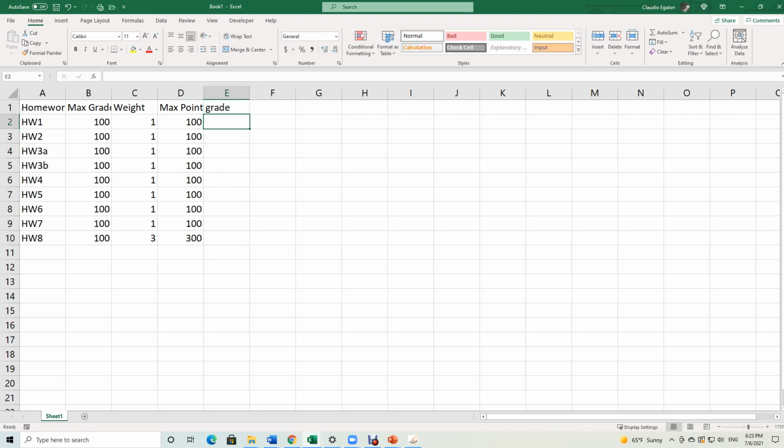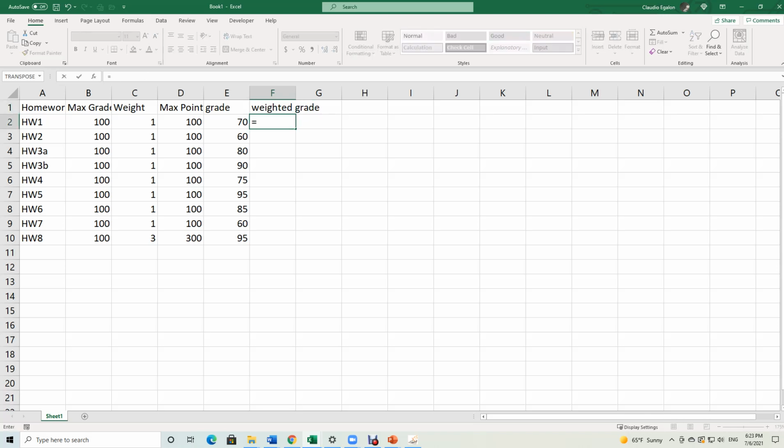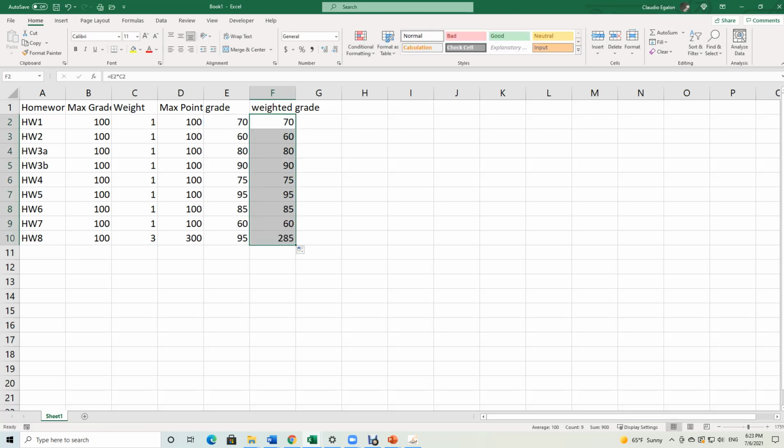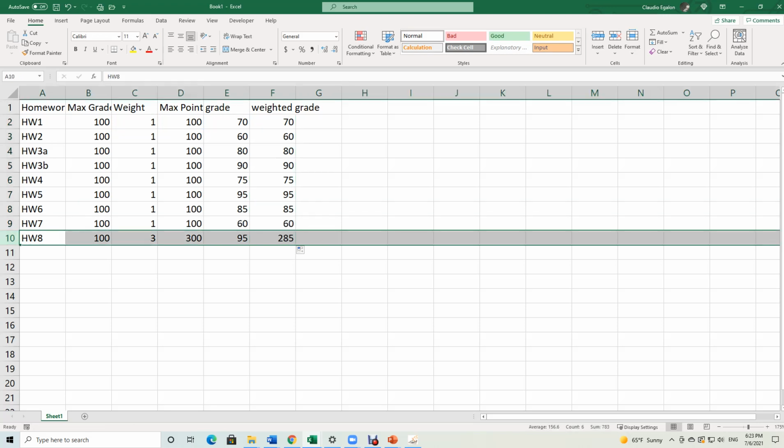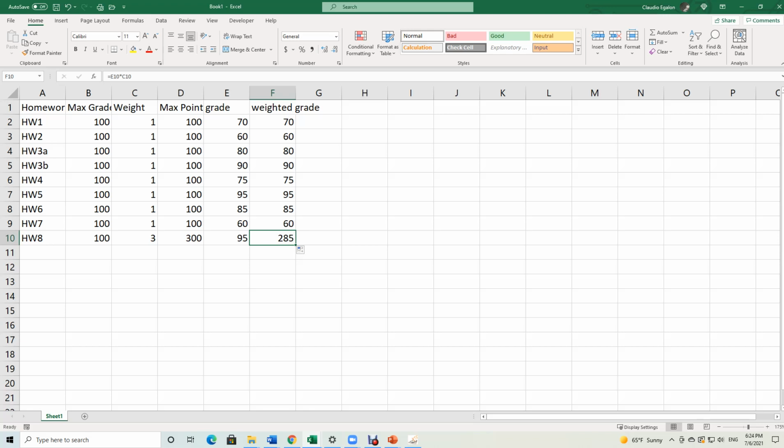Suppose that you get the following grades. I'm gonna make up the grades here. 70. You got 60. We got 80. We got 90. You got 75. You get 95, 85, 60, and 95. So that's the grade of those homeworks. Now, the weighted grade: is it gonna be 70 times the weight, 60 times the weight, and so on? Because this one is weight 3, you're getting 285 points.